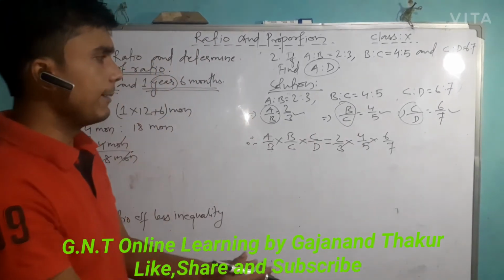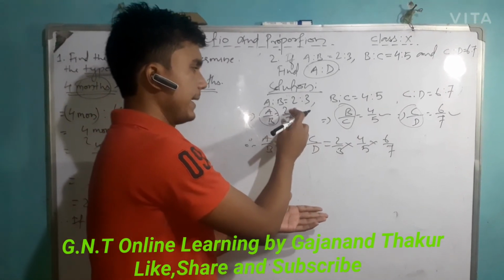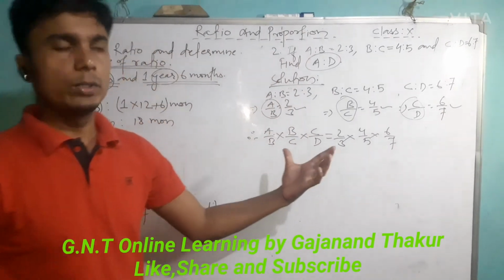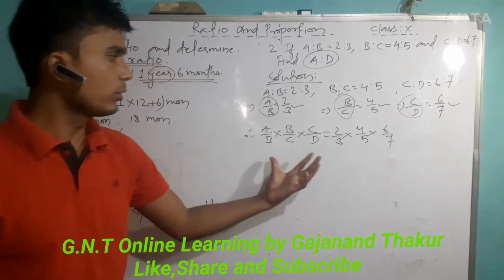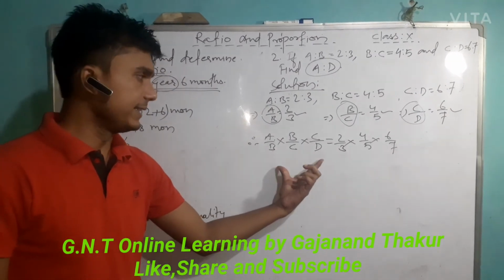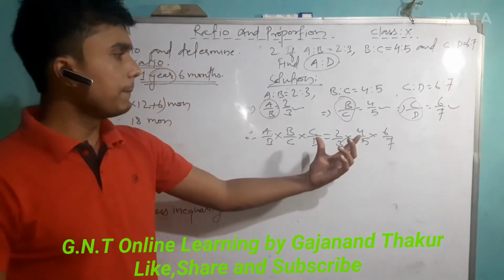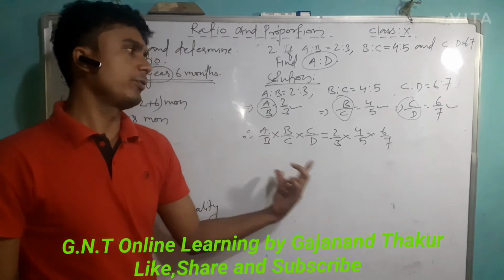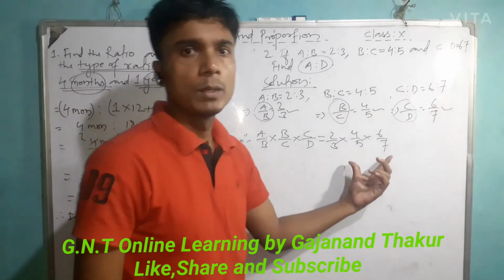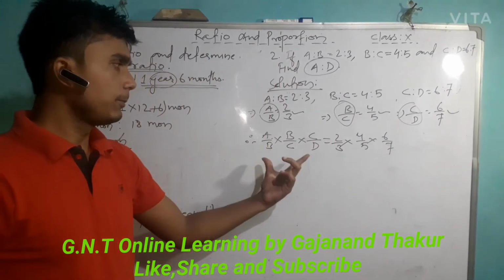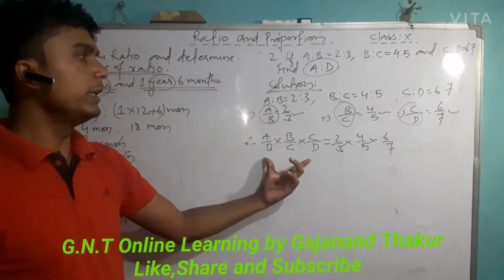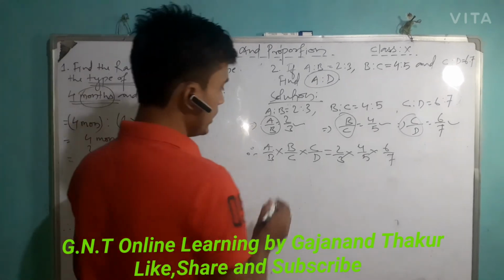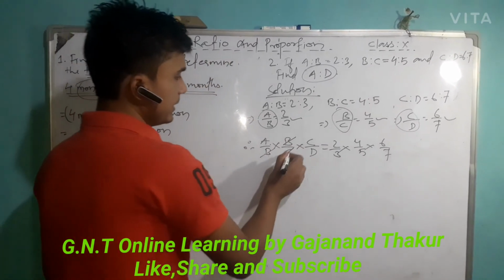In the second step, after the equals sign, I am taking the RHS part, that is 2/3 into 4/5 into 6/7. Here you need to focus on the fact that the first part, the LHS, is in multiplication form, and the second part, the RHS, is also in multiplication form. If the first part is in multiplication form, the second part should also be in multiplication form. If the first part were in division form, the second part should also be in division form. Now let's see what we can do. This B will get cancelled, and this C will get cancelled too.